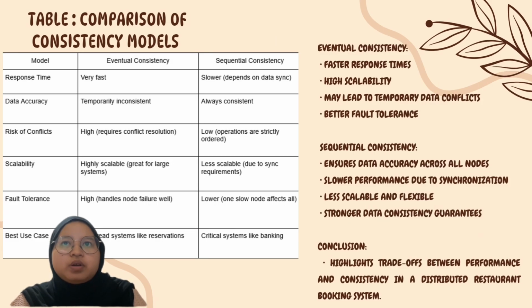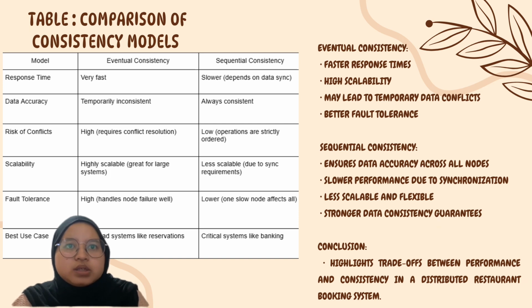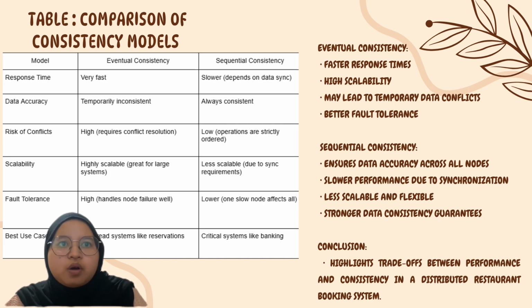This is a comparison table of the consistency models. Eventual consistency: faster response times, high scalability, better fault tolerance, but may lead to temporary data conflicts. Sequential consistency: ensures data accuracy across all nodes, stronger data consistency guarantees, but slower performance due to synchronization, and less scalable and flexible. The conclusion highlights the trade-off between performance and consistency in a distributed restaurant booking system.